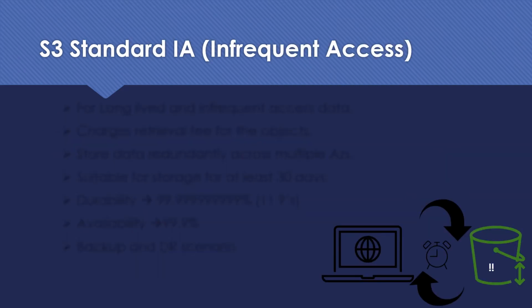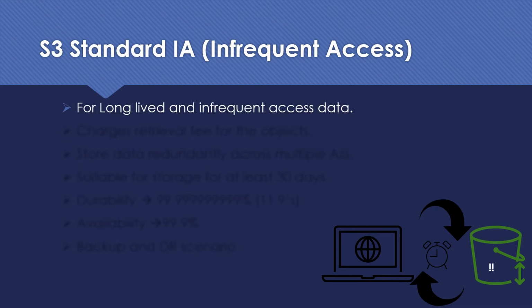Now the next one is S3 Standard IA, that is infrequent access. As the name suggests, if you have any object which you are not accessing very frequently, say once in 15 months, or say you have some logs that you put in infrequent access and only when you want to analyze failures or issues do you need to access them, and you know it is long lived, that you need it for at least 30 days, then we should go for Standard IA, the infrequent access storage class.